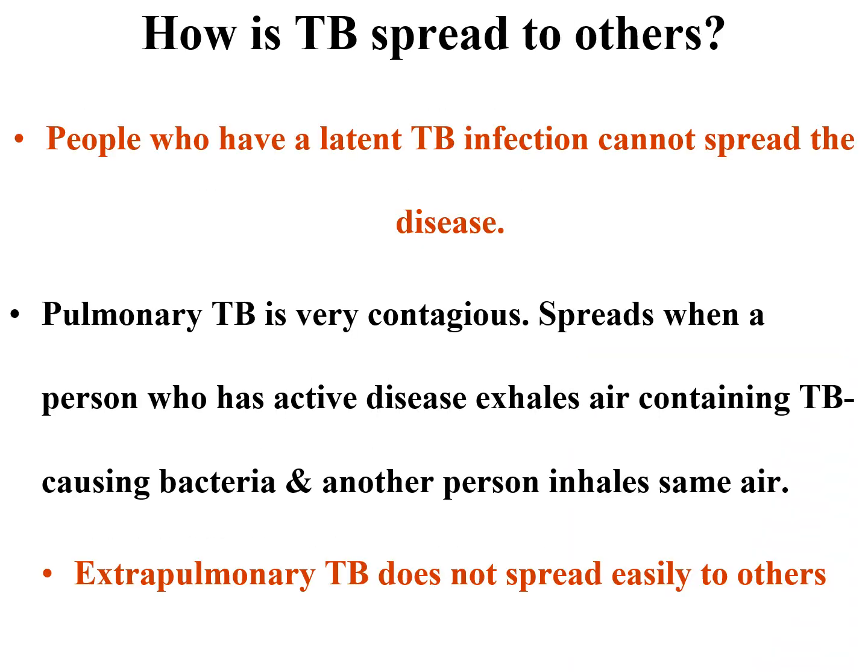Now, people who have latent TB cannot spread the disease. Remember, their immune system has walled off the TB causing bacterium in a tubercle, and that is what one visualizes on a chest x-ray. Pulmonary TB, remember, is very contagious, and it spreads when a person who has active disease exhales air containing the TB causing bacterium, and another person inhales that same air. Now, extrapulmonary TB, on the other hand, does not spread very easily to others at all.